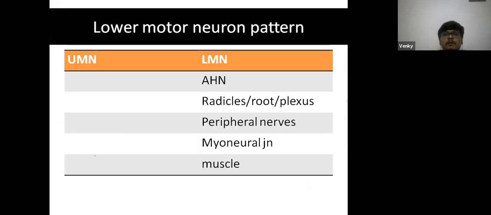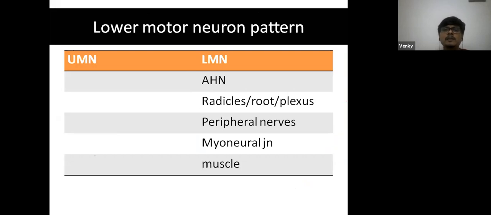So I want to say something. In lower motor neuron type of lesions, how will you identify whether the pattern of weakness is due to anterior horn cells, radicals, peripheral nerves, myoneural junction, or muscle? There are certain clues in that.